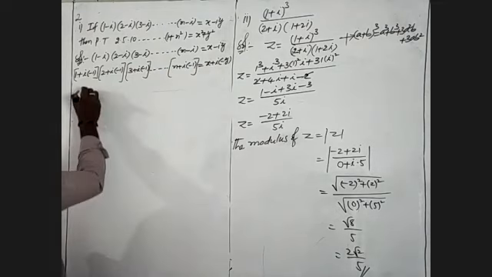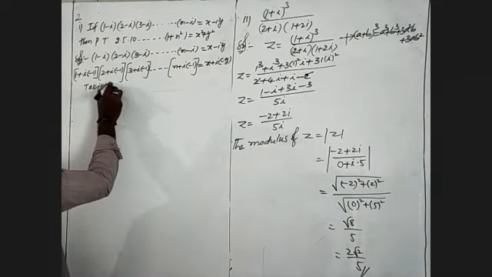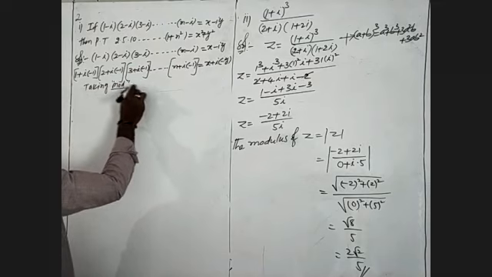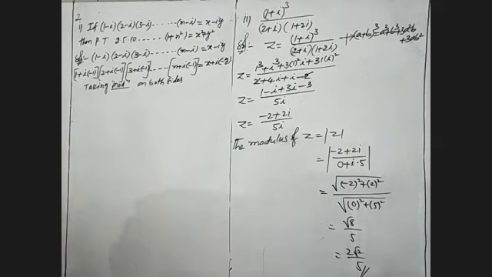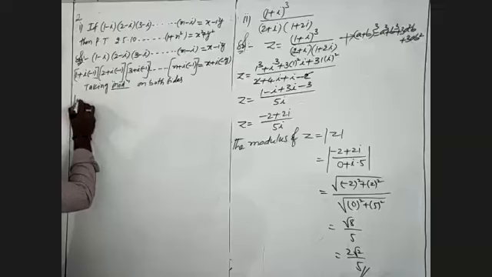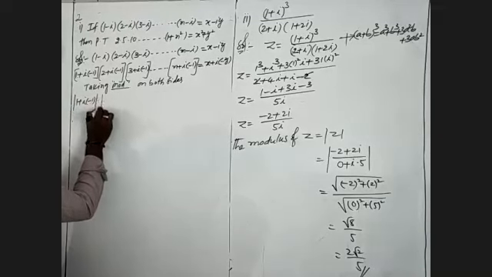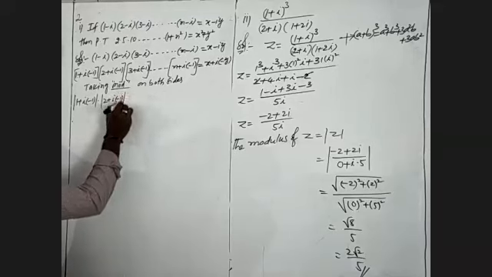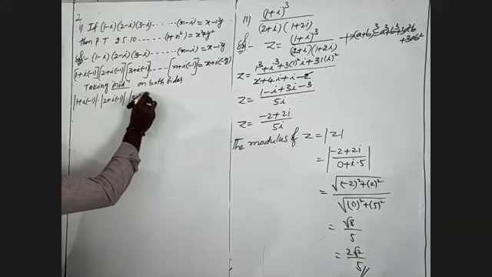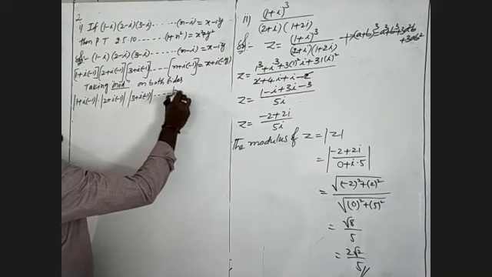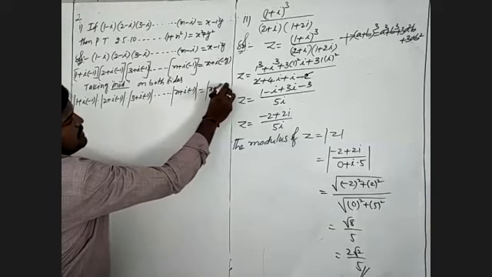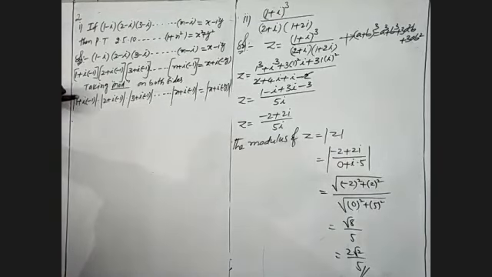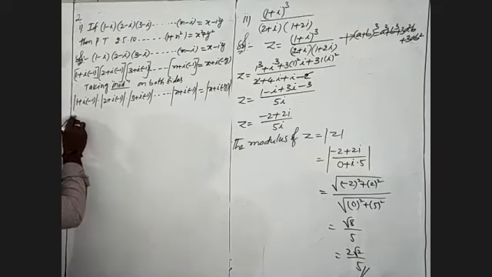Okay, taking mod on both sides. Taking mod on both sides means I will write the mod of (1 plus i into minus 1)(2 plus i into minus 1)(3 plus i into minus 1) and so on up to (n plus i into minus 1), which is nothing but the mod of x plus i into minus y. The mod of x plus iy, I will write as root of x square plus y square.